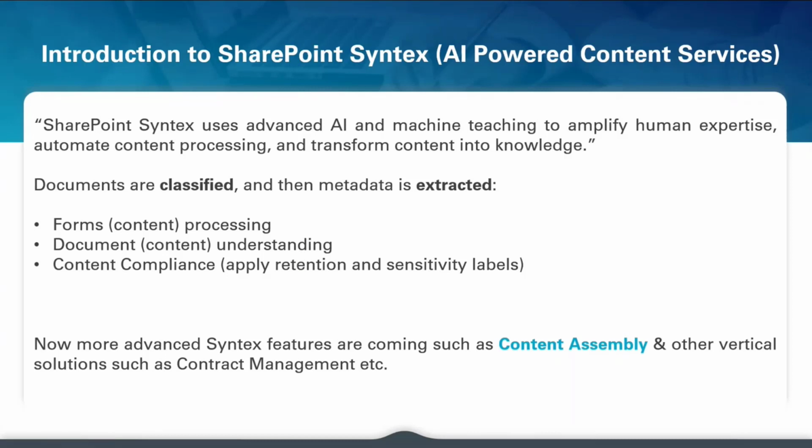So document understanding: your documents could be 1 page, the next document might be 2 pages, 3 pages. It's variable lengths, and the metadata that you want to extract might be on different pages per document. And then the third one that I've mentioned is content compliance.